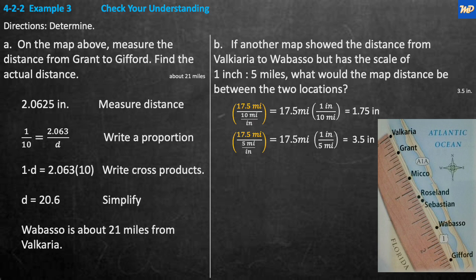Okay, so now that you're back, let's take a look at it. On the map above, or to the right, measure the distance from Grant to Gifford. Find the actual distance. Okay, so first we have to measure the distance. And so we look over here to the scale and we see, what do we have? Let's use red. That'll show up nice.